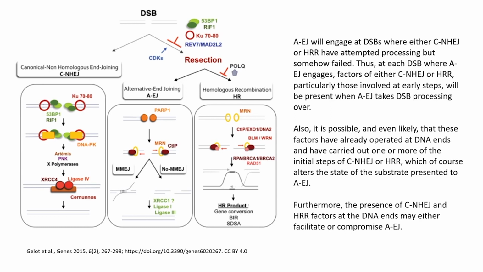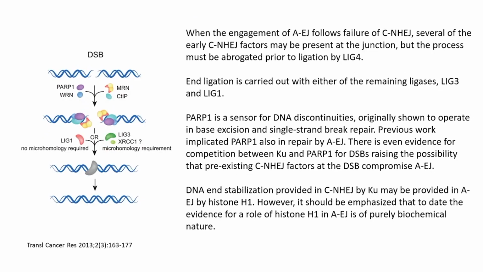Furthermore, the presence of the CNHEJ and HRR factors at the DNA ends may either facilitate or compromise the operation of alternative NHEJ. When the engagement of this alternative EJ follows failure of CNHEJ, several of the early CNHEJ factors are present, as already told you, but the process must be abrogated prior to the ligation by ligase 4. And ligation is carried out with either of the remaining ligases, ligase 3 and ligase 1.